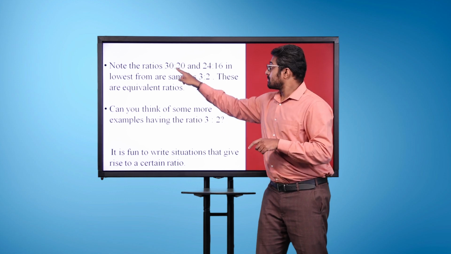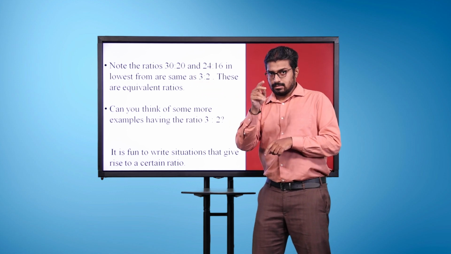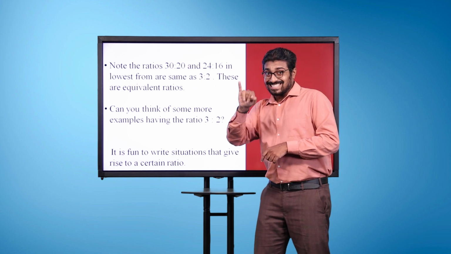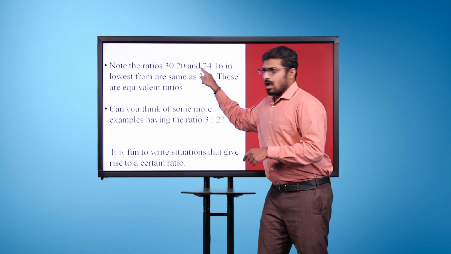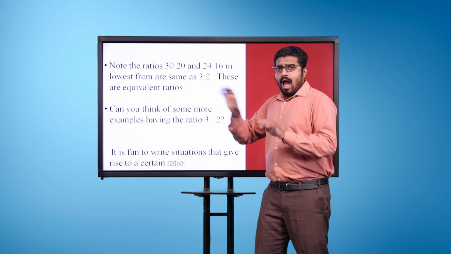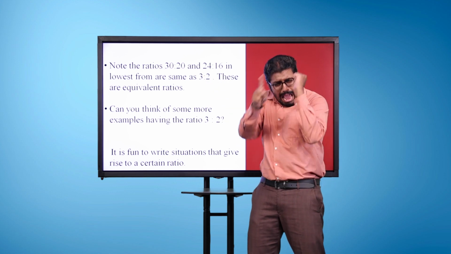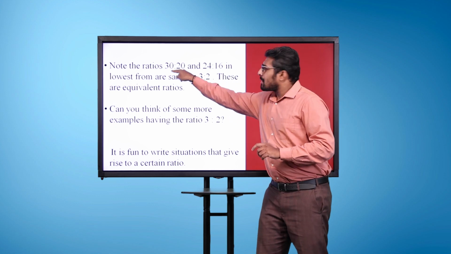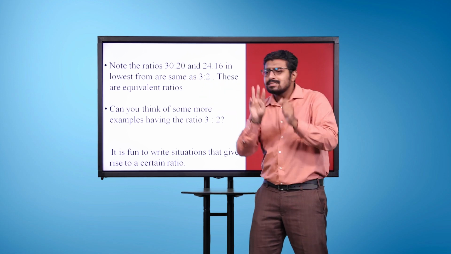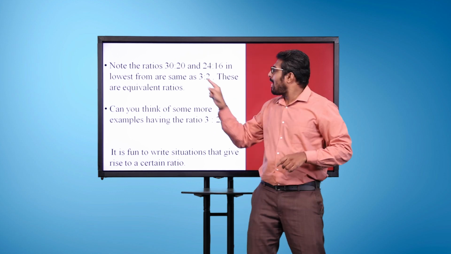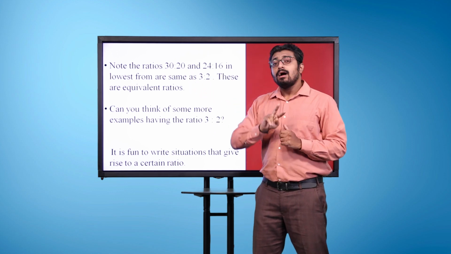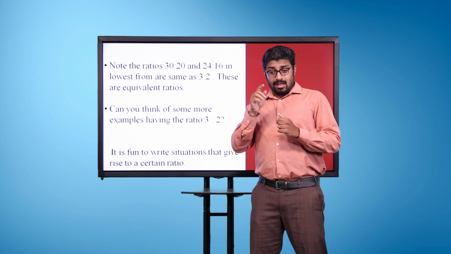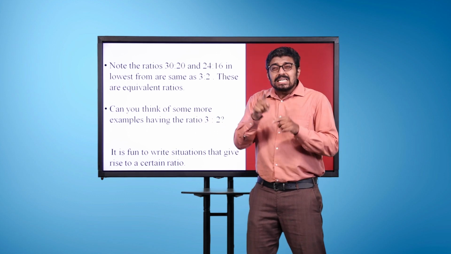Note the ratios 30:20 and 24:16 in lowest form are same as 3:2. These are equivalent ratios. Can you think of some more examples having the ratio 3:2?